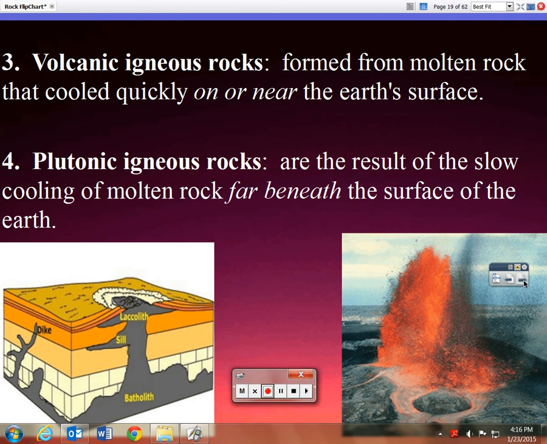There are volcanic igneous rocks that form from molten rock that cooled quickly on or near the Earth's surface. Okay, and plutonic igneous rocks that are formed far beneath the surface of the Earth, forming rocks with large, large crystals. So volcanic igneous rocks are extrusive, plutonic igneous rocks are intrusive.